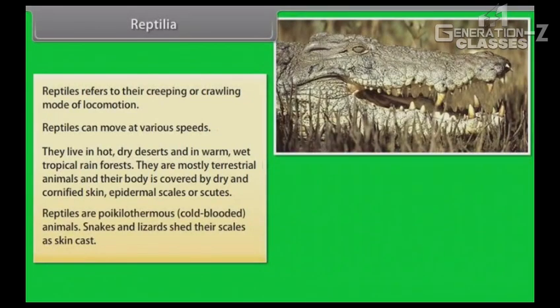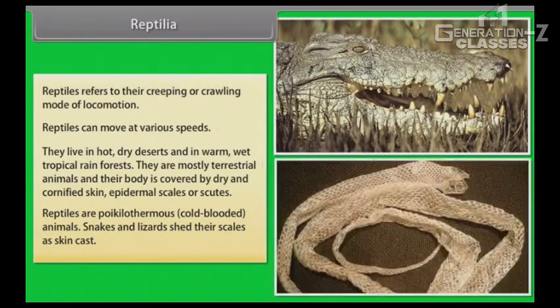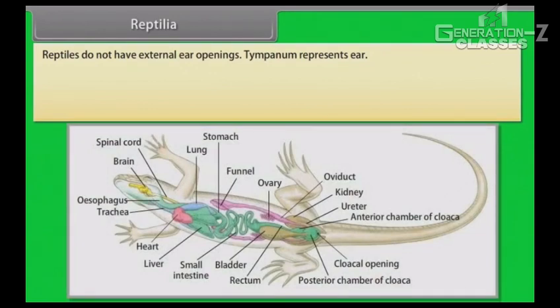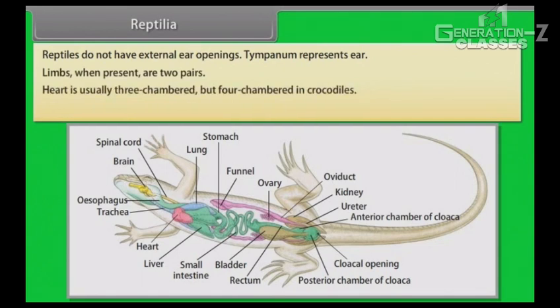Reptiles are poikilothermous or cold-blooded animals. Snakes and lizards shed their scales as skin cast. Reptiles do not have external ear openings. Tympanum represents ear. Limbs, when present, are 2 pairs. Heart is usually 3-chambered, but 4-chambered in crocodiles.